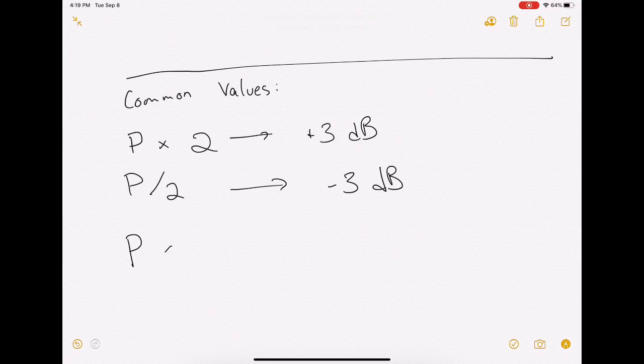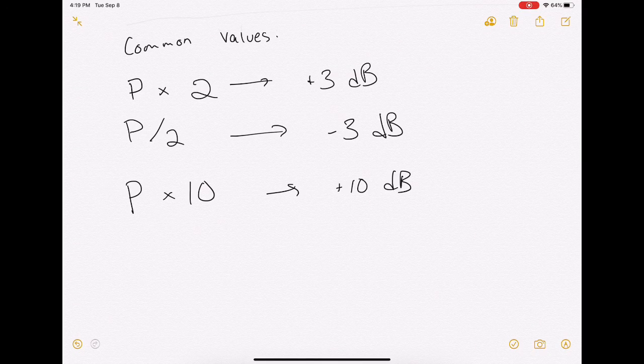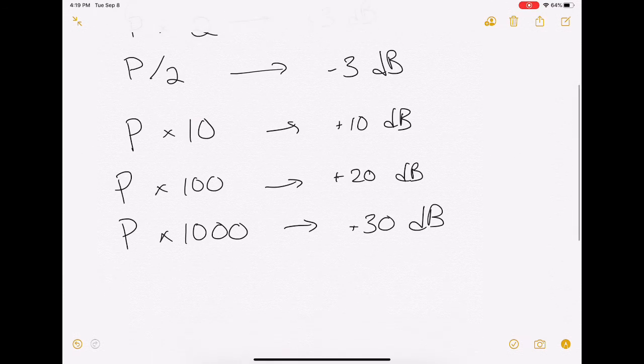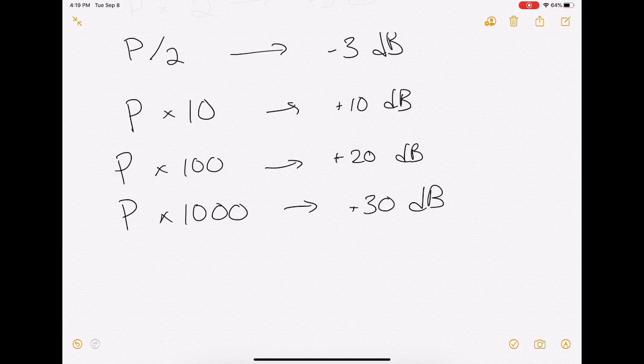If you multiply your power by a factor of 10, that's plus 10 dB. And because of the exponent property of the log, if you multiply your power by a factor of 100, that's plus 20 dB. If you multiply your power by a factor of 1,000, that's plus 30 dB. And so on with the powers of 10. There's another one that doesn't come up quite as often, but is still sometimes useful, and that is if you multiply your power by a factor of 3, that's about plus 5 dB.